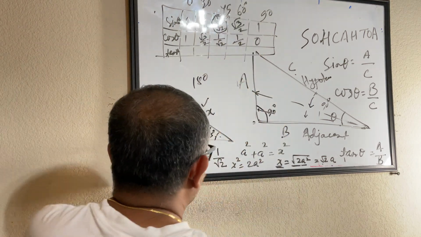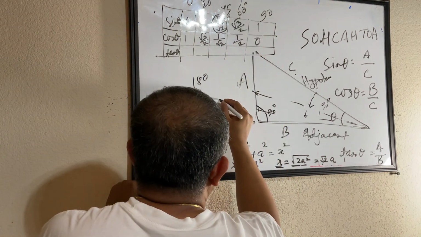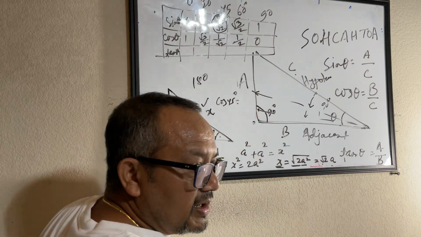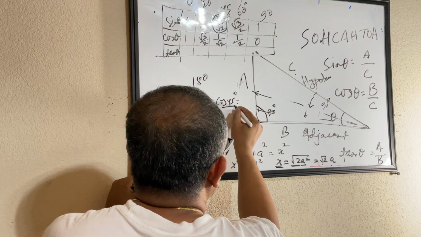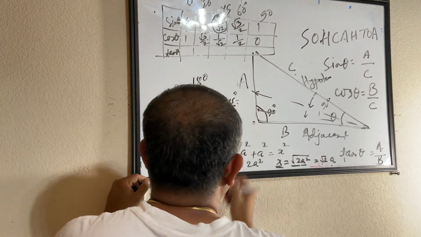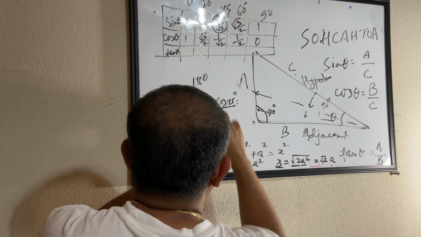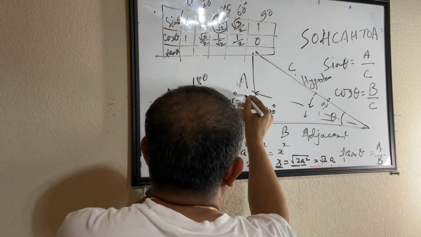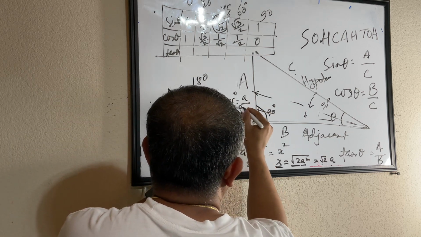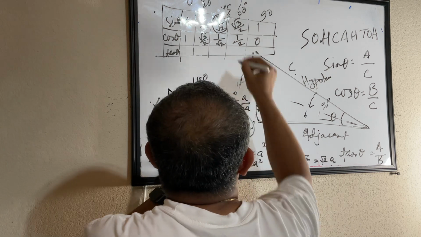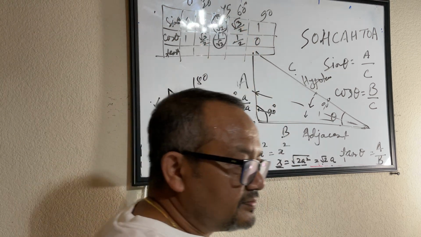This one is okay. Now take the same angle and say what is cos 45 degrees. Cos 45 degrees will be equal to the same thing. This is the angle. So adjacent side divided by hypotenuse. Adjacent side is also a. Hypotenuse is square root 2 times a. That becomes 1 by root 2. This is also done.